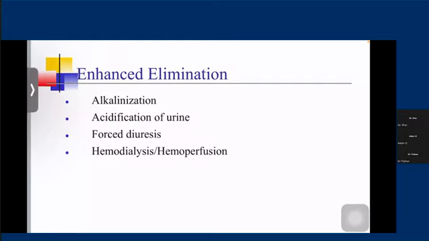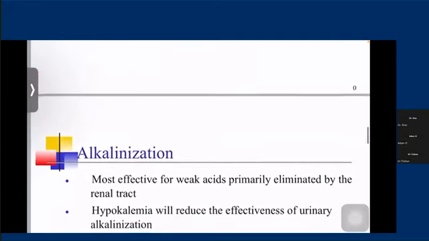After decontamination, the other option is enhanced elimination, where we eliminate medications which are already in the system. Decontamination is before absorption, while elimination is for when the medication is already absorbed and is in the system. We can use certain procedures to eliminate: alkalinization, acidification, forced diuresis, and hemodialysis. We'll see them one by one.